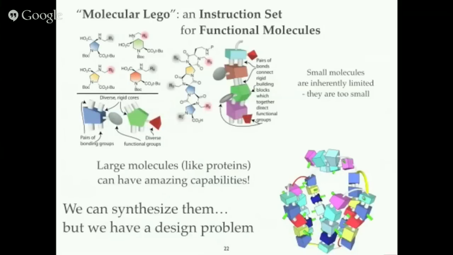Okay, so I've got this molecular Lego, this instruction set for functional molecules. I'm going to put this away here. I think they can do all the sorts of things that proteins can do, and we can synthesize a lot of them, but I have a design problem. I have to pick out of this enormous universe of molecules that I can make the ones that could actually do something useful.